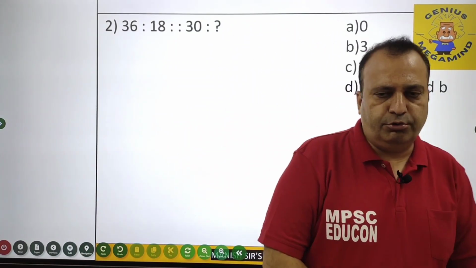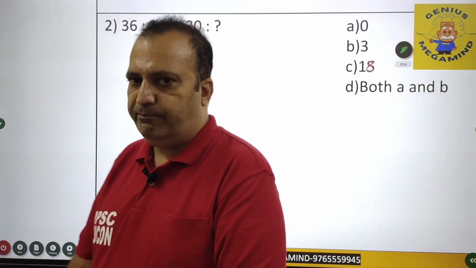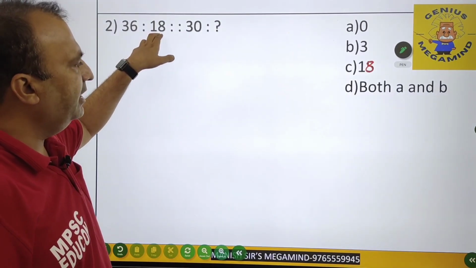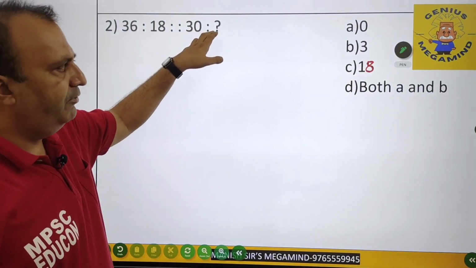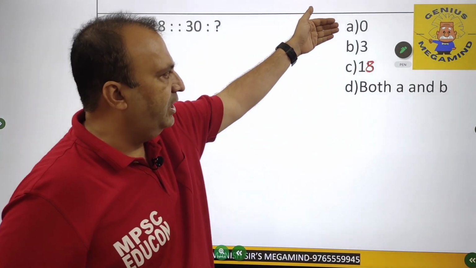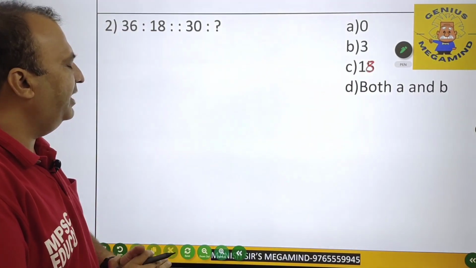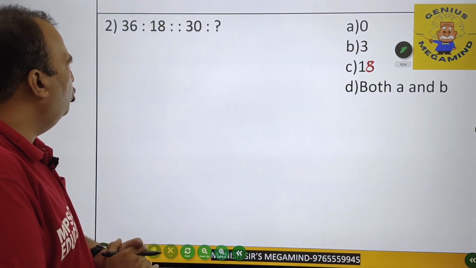So any normal student is going to answer the question in the same manner. Half of 36 is what? 18. So half of 30 will be what? 15. But my friends, 15 is not there in the options. So I have to deal with this question in a very different way. So what do I do?